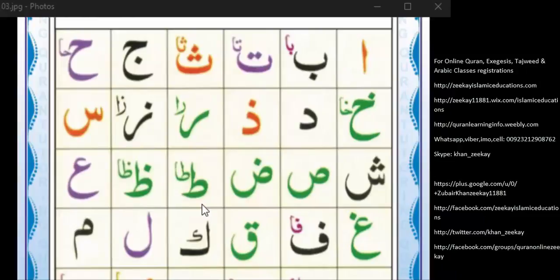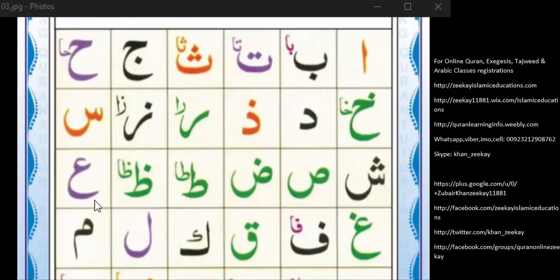The next letter is Ra. It's pronounced the same as letter Ra and letter Sa. The origin of this letter is touching the tongue's tip to the bottom, to the edge of the front upper central tooth. A little part of the tongue will also come out while pronouncing this letter. The next letter is letter Ain.